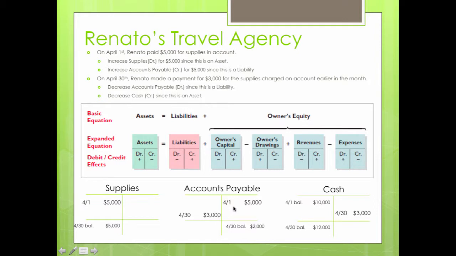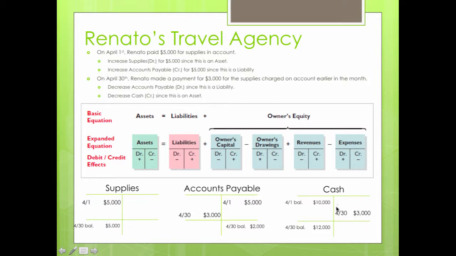Now here, we have transactions both on the debit and the credit side. Okay, and you see that the credits exceed the amount of the debits. When the credits are greater than the amounts of the debits, we have a credit balance, which is the reason why we have a balance on April 30th for $2,000. And the way we end up with $2,000 is, remember, we charged $5,000 in supplies, then we made a payment for $3,000, so our new balance is going to be $2,000.